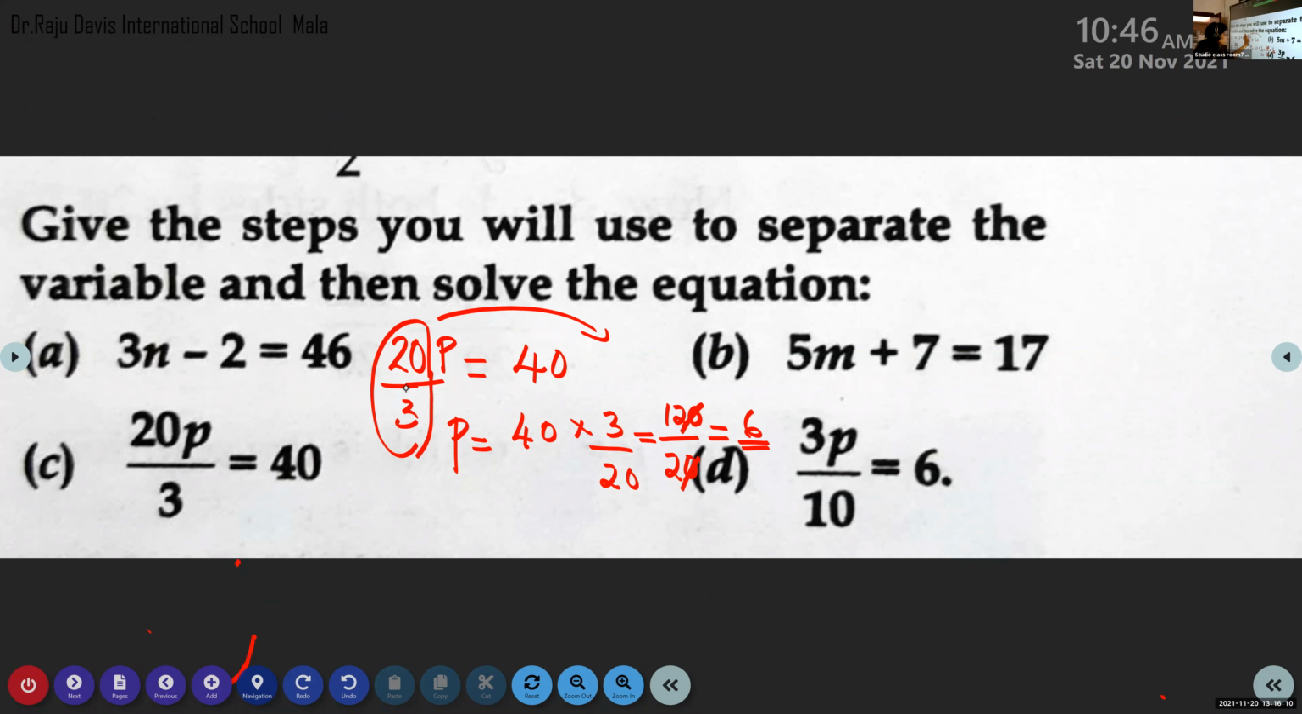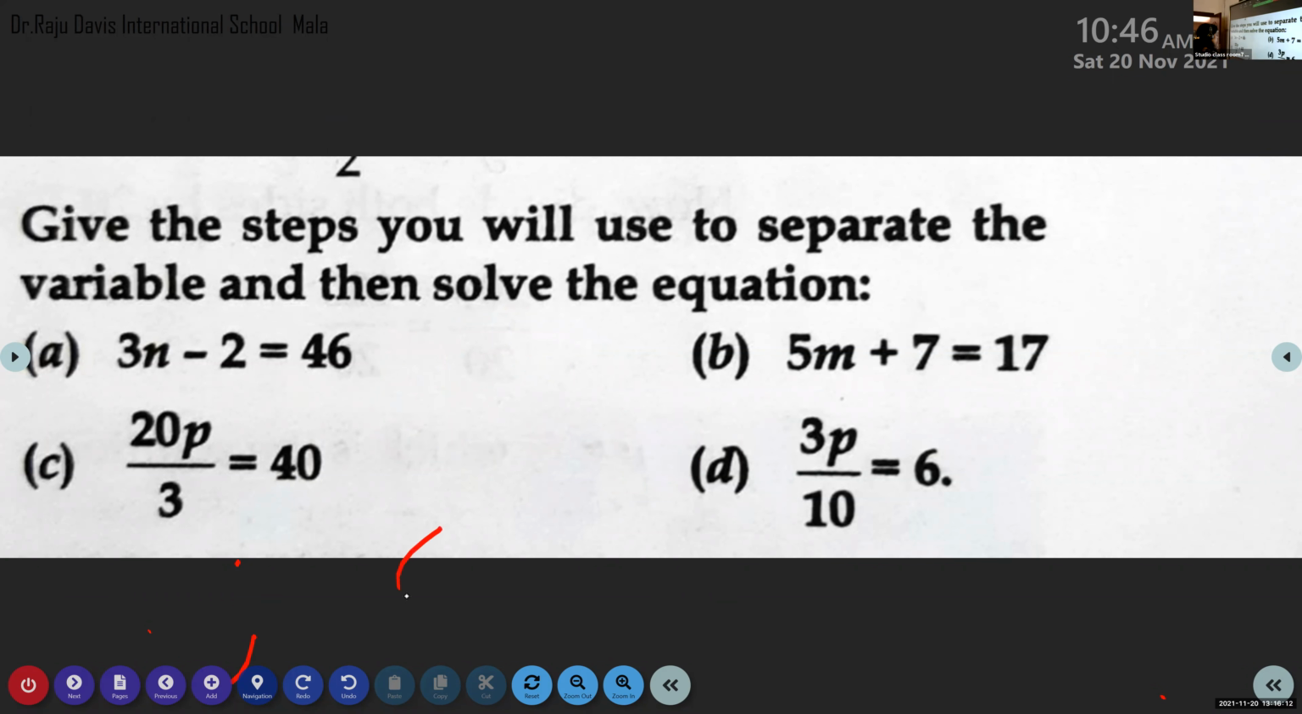Now, if you want to check whether your answer is correct or not, now we got P is equal to 6. If you have a doubt whether your answer is correct or not, simply put it here. What is the value of P? 6. So just put it in this equation. So 20 into 6, instead of P, we put 6, by 3 is equal to 40.